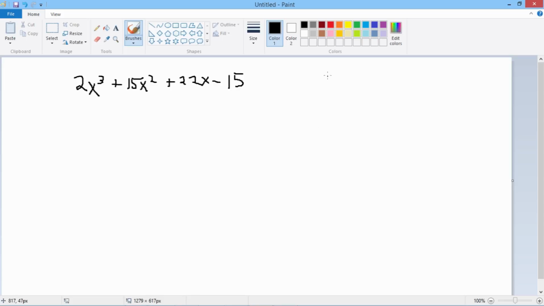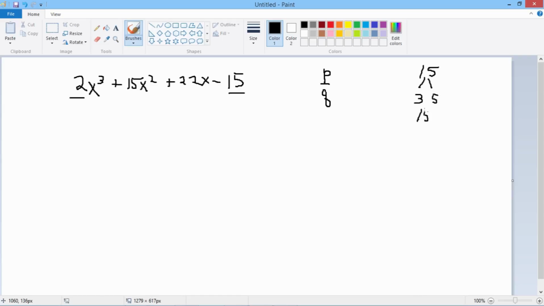First, we have to find the possible zeros. The rational roots theorem says that the possible zeros are going to be p over q, where p is the factors of the constant and q is the factors of the leading coefficient. So what are the factors of 15? And we don't have to worry about sign because everything's going to be plus or minus anyway. So it's 3 and 5 and 15 and 1.